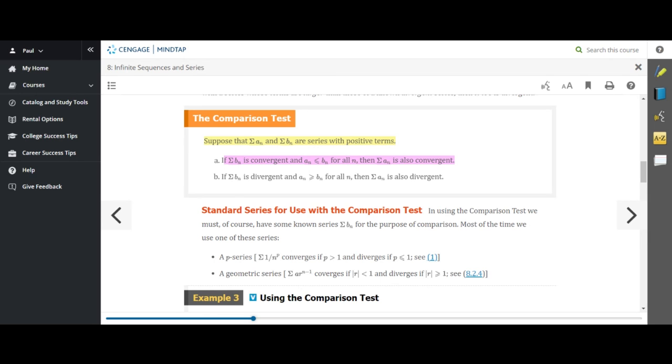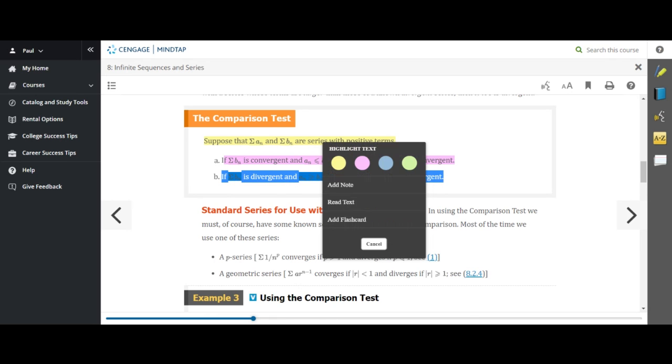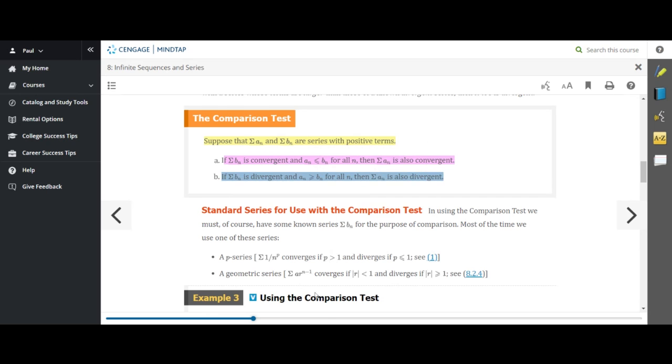All right, well now let's look at part B. Part B says, okay, what if you have a divergent series? What if your series B sub n is divergent and the terms of the other series are greater than the terms of the series B sub n? Well, then that series has to diverge because that series would have to be larger. So that's called the comparison test, and it's very useful when we have series whose terms are all positive.